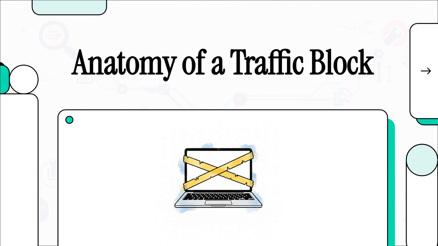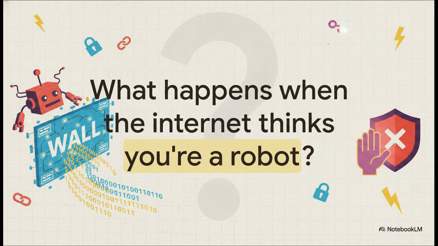Well, today we're opening the file on one very specific, incredibly revealing incident. Imagine this. You're just browsing along, minding your own business, when boom, you hit this sudden, invisible wall. And you're left wondering, what actually happens when the internet thinks you're a robot? You haven't done anything malicious, well, at least not that you know of, but suddenly, the system just throws its hands up and completely shuts you out.